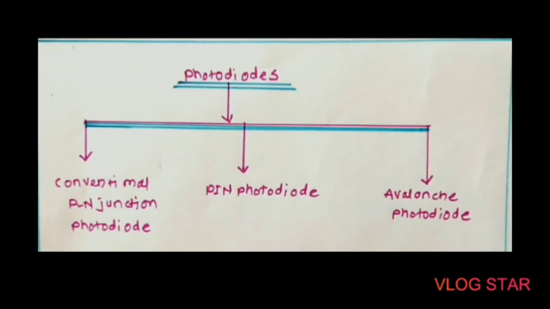In the second part, we are going to study the different types of photodiodes. The first is the conventional PN junction photodiode, second is the PIN photodiode, and third is the avalanche photodiode. First, we are going to study the conventional PN junction photodiode. In that, we are going to study the principle of operation, construction, and working of the conventional PN junction photodiode. So let us start with the principle of operation.